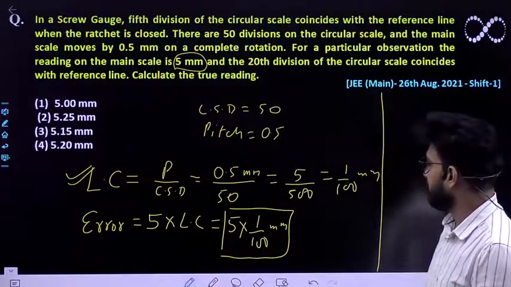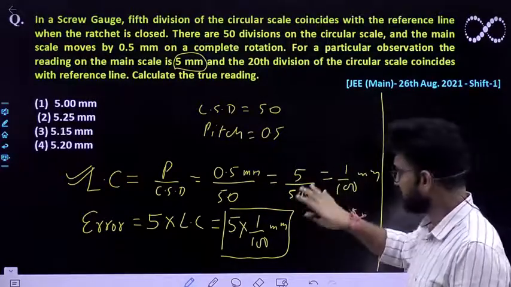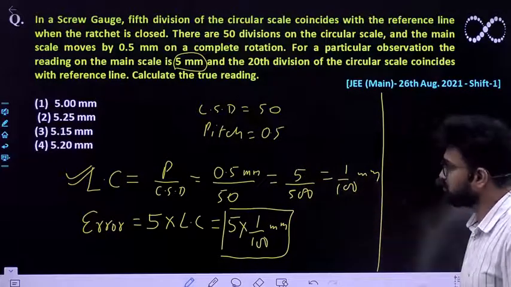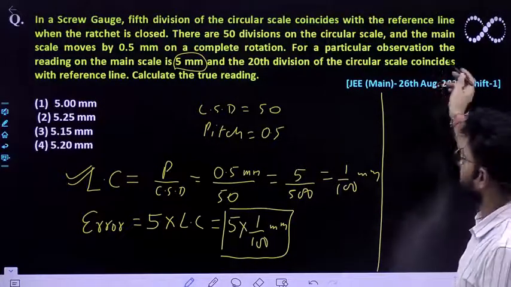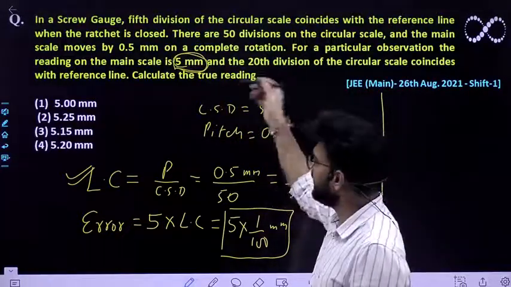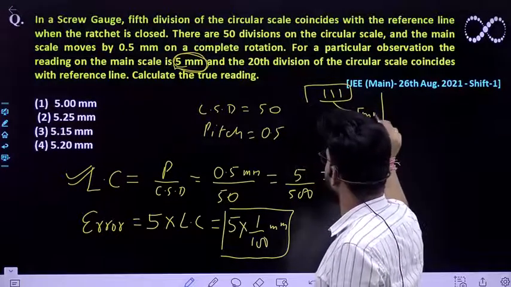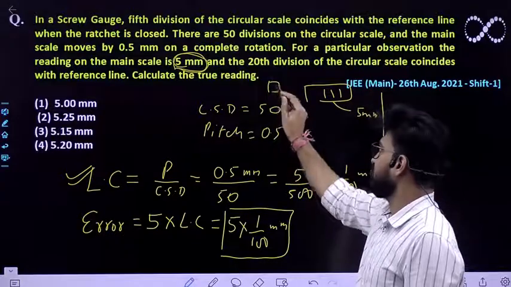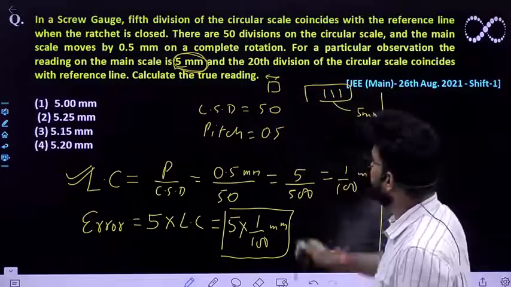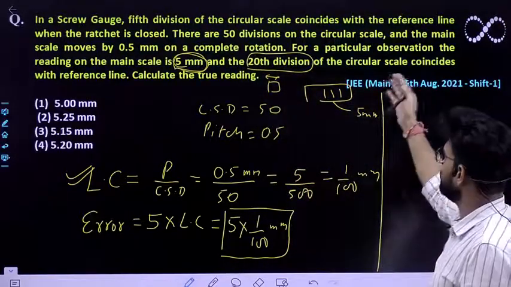So I hope this part of the question is clear. So 0.5 would be, this is also true. Now for a particular observation, the main scale is 5 millimeter. So that means the main scale reading that you are getting is 5 millimeter. That means an object has been attached and now you are getting a reading of 5 millimeter plus 20 division also, plus 20 divisions on the circular scale.